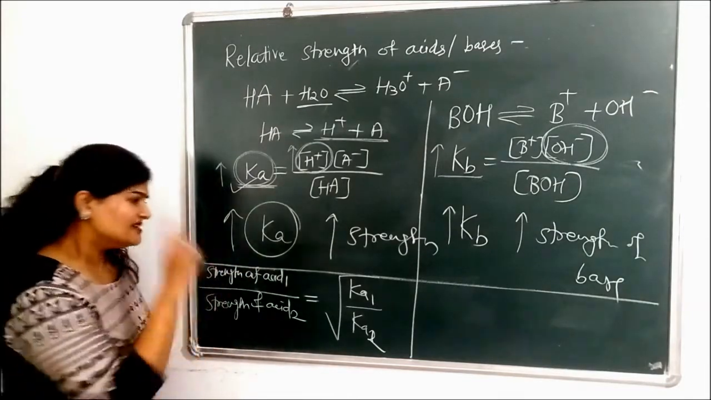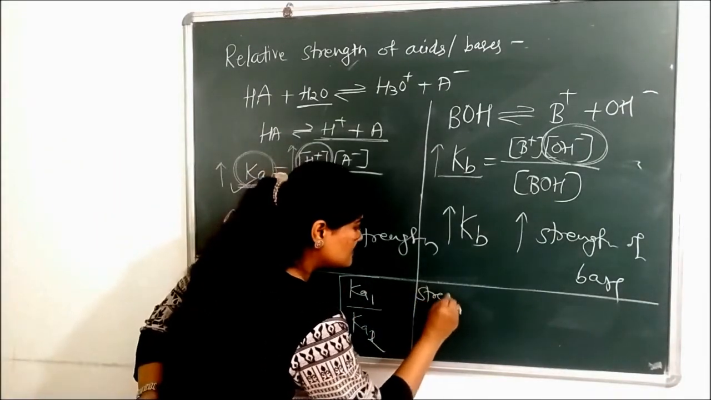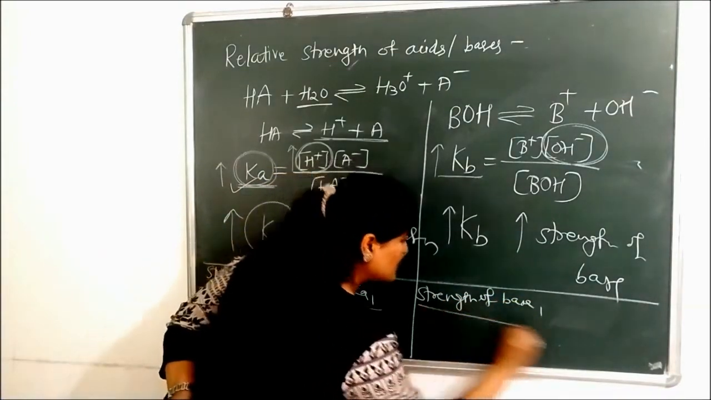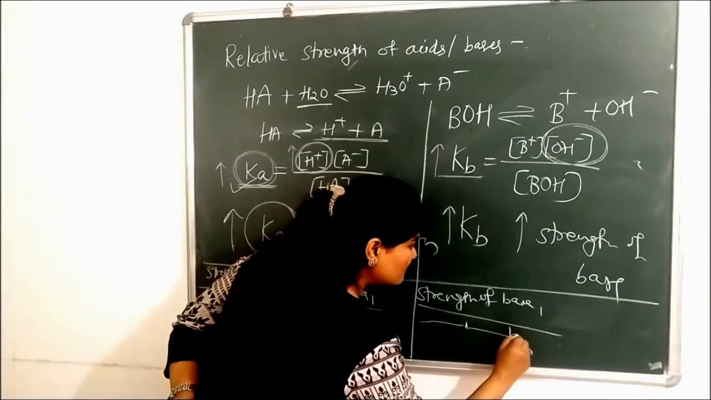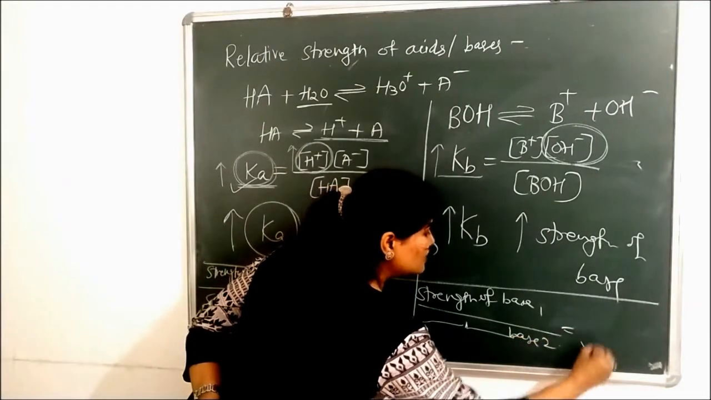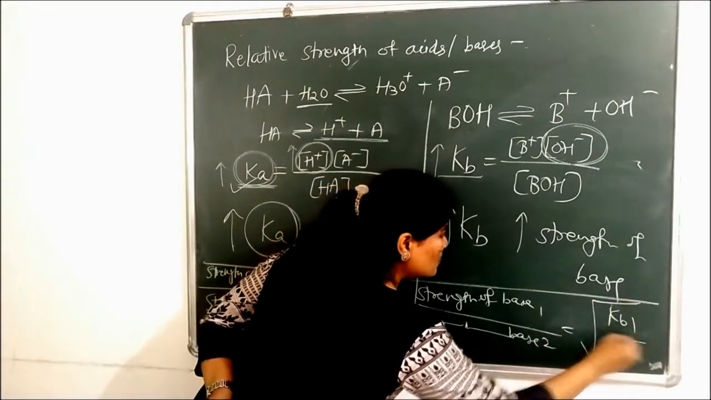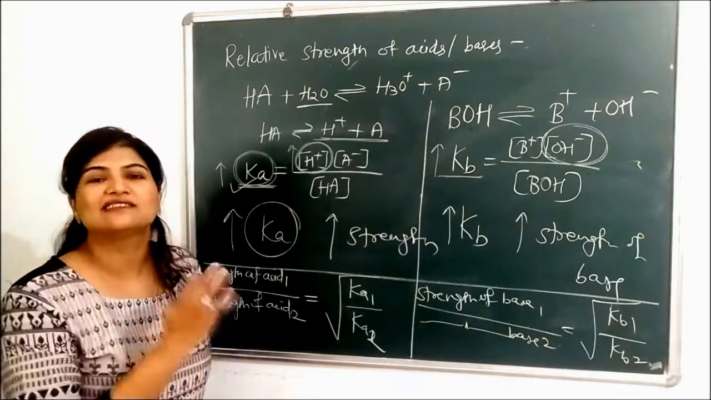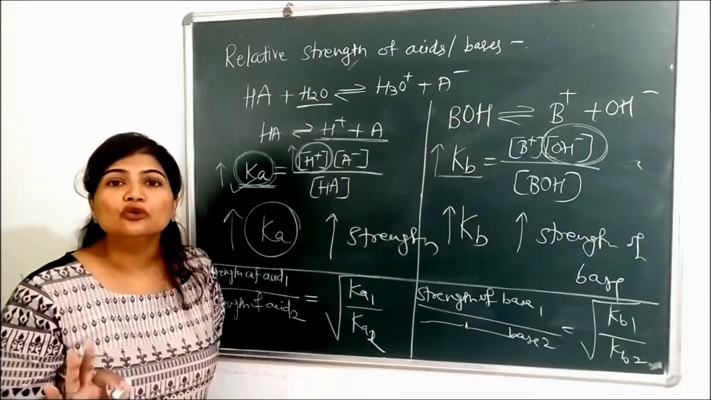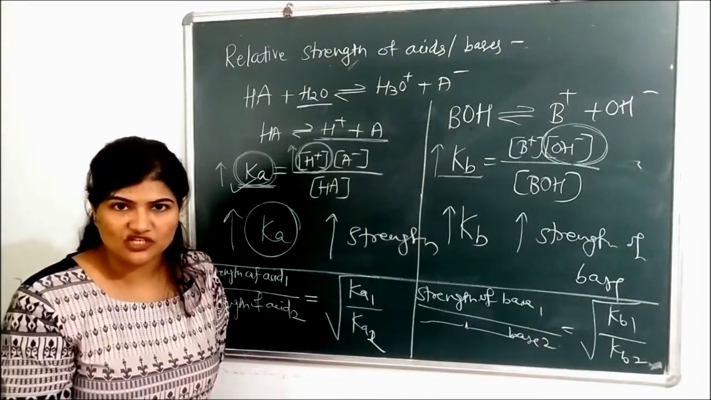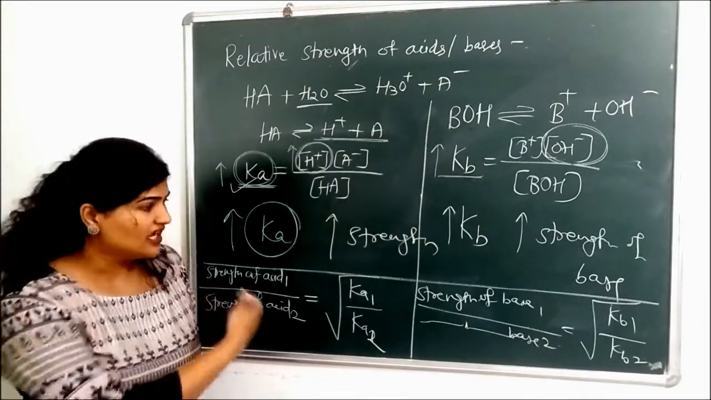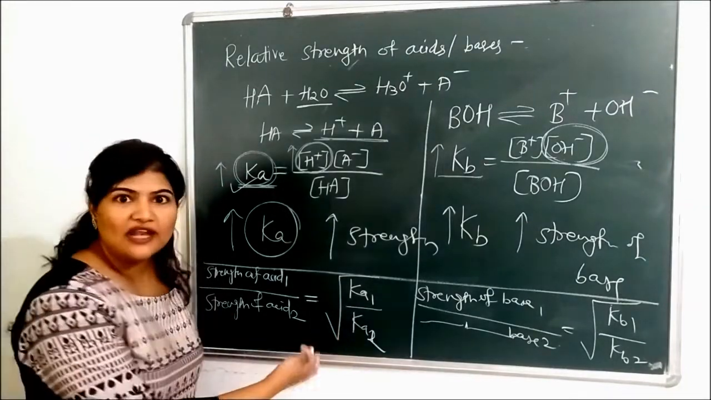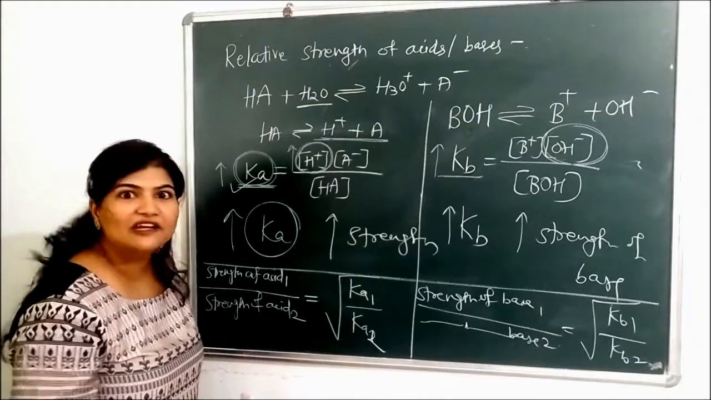Similarly, strength of base 1 upon strength of base 2 is equal to under root Kb1 by Kb2. It is as simple as that. You just need to know the values of dissociation constants for your particular electrolyte, and you can have the relative strengths of acids and bases. See, you are having the ready-made equation. I am giving you the ready-made equation.